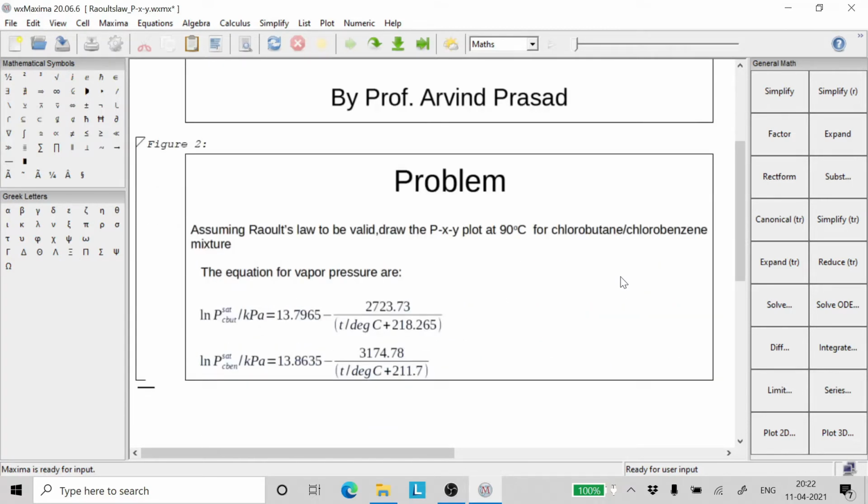The problem is, assuming Raoult's law to be valid, draw the PXY plot at 90 degrees Celsius for a chlorobutane chlorobenzene mixture system. The vapor pressures are given here.